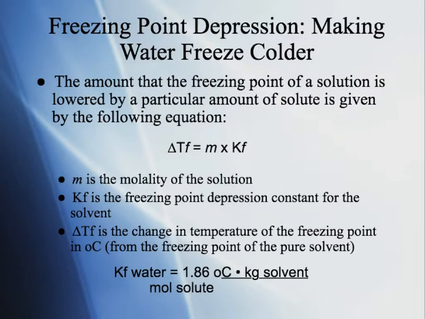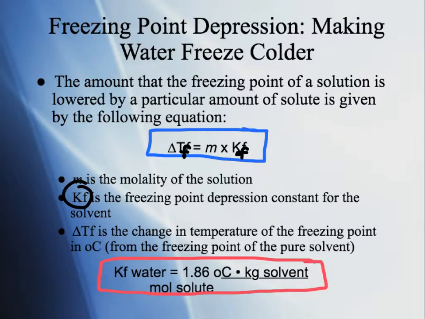All right, so guess what? We can calculate everything. We can calculate the freezing point of a solution that is lowered by a particular amount of solute using this equation right here. Now, these F's are supposed to be little subscripts there. So the change in temperature of the freezing point is going to be the molality times what we call a constant. Kf is the freezing point depression constant for the solvent. And for most, if not all, solutions we're going to deal with, it is water. Water is the most common solvent for solutions.